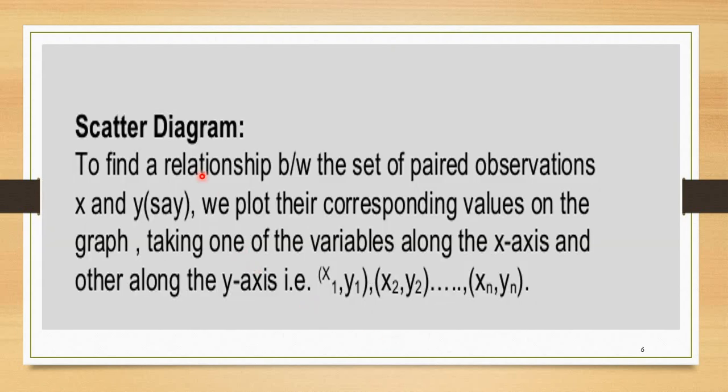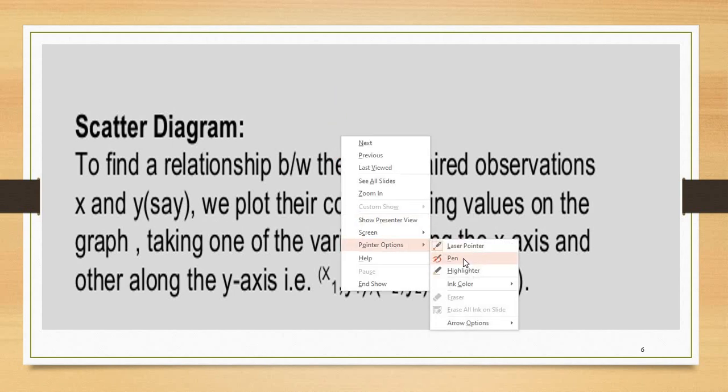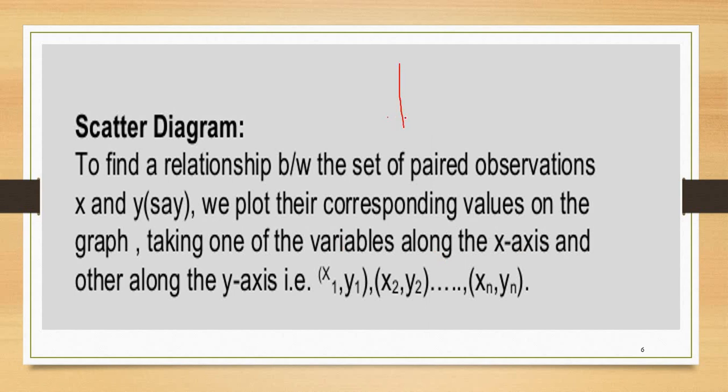Scatter diagram. To find a relationship between the set of paired observations x and y, let's suppose we plot their corresponding values on the graph, taking one of the variables along the x-axis and the other variable along the y-axis. A scatter plot is something like this. We take one variable on the x-axis and the other variable on the y-axis. Let's suppose here we take the variable y at the y-axis, and here we take the variable x at the x-axis. The very first value is suppose x1 and y1 of the random variable.